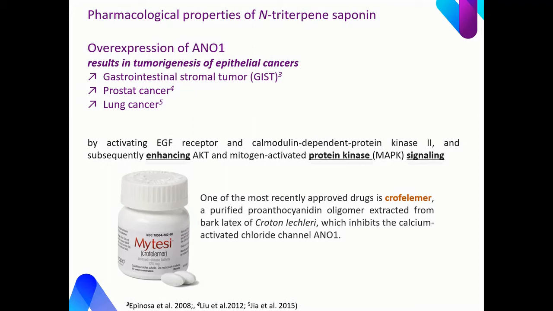Actually, one of the most recently approved drugs called crofelemer, a proanthocyanidin oligomer, which is extracted from bark latex of Croton lechleri, inhibits the calcium-activated chloride channel anoctamin 1.